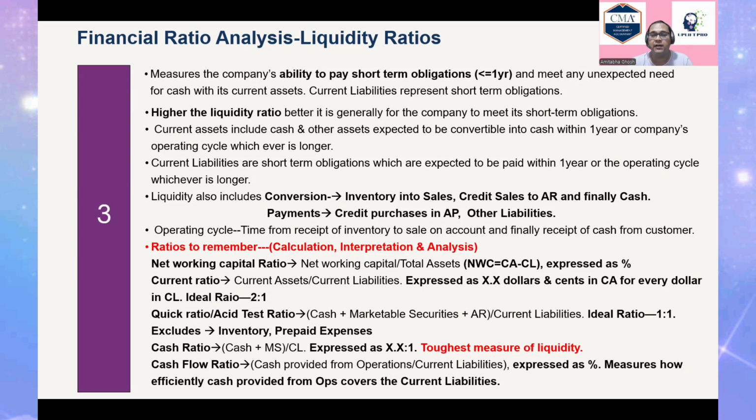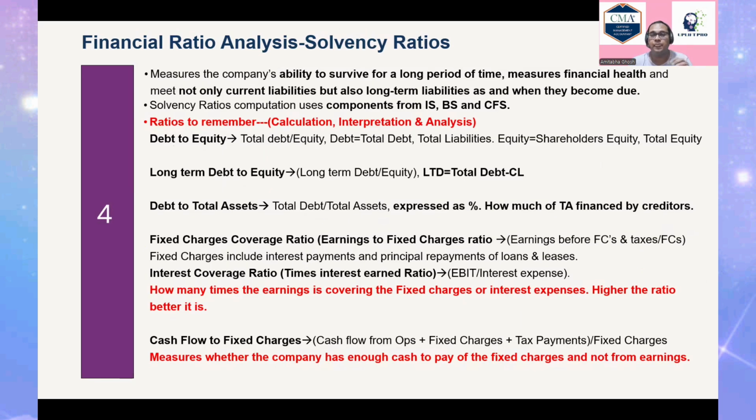Moving ahead to the next one, which is our solvency ratio. Now, in liquidity, we focused on short-term obligations. Solvency goes a bit farther. What it measures is the company's ability to survive for a long period of time, the financial health, and meet not only the current liabilities but also the long-term liabilities as and when they become due. So these ratios measure the financial health of an organization, whether it will be able to meet not only the short-term obligations but also the long-term obligations. Those are the factors of consideration for this type of ratio.